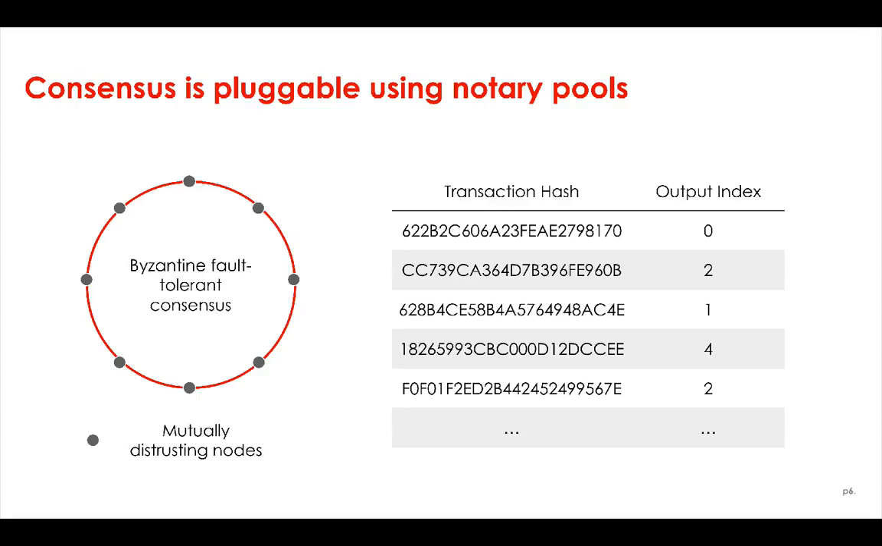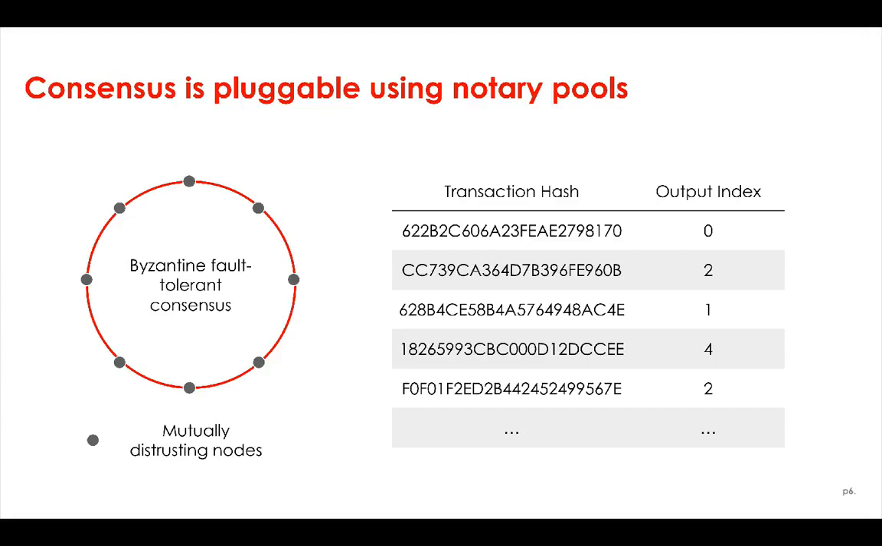Now, one obvious question is, if data is only distributed on the network on a need-to-know basis, how do we prevent double spends? How do we prevent some node transferring some digital asset to one party and then turning around and also transferring it to another party? In Corda, we prevent double spends using notary pools. A notary pool is a set of nodes, generally a set of mutually distrusting nodes operating a Byzantine fault-tolerant consensus algorithm, that will only sign a transaction if it does not represent a double spend attempt.